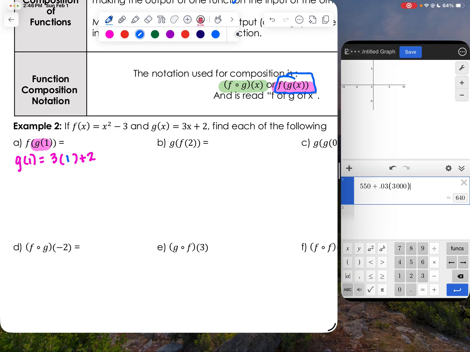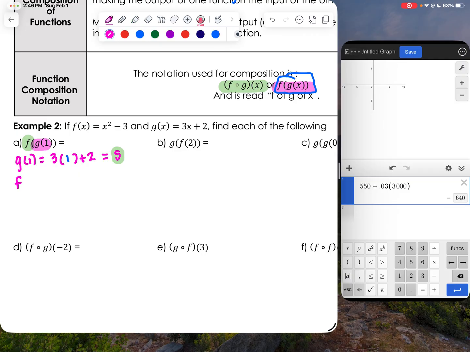So 3 times 1 is 3. 3 plus 2 is 5. So g of 1 is equal to 5. Now you work on the outside of the function. So the function on the outside of the parenthesis is our f function. So we'll take this output and make it our new input.